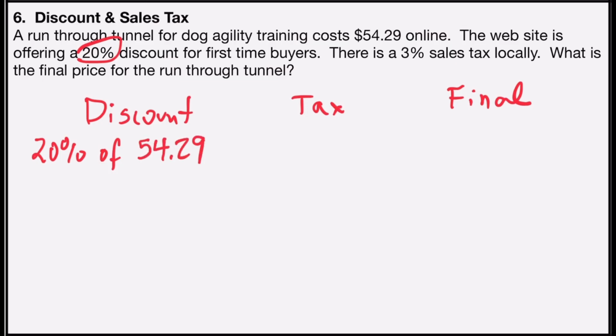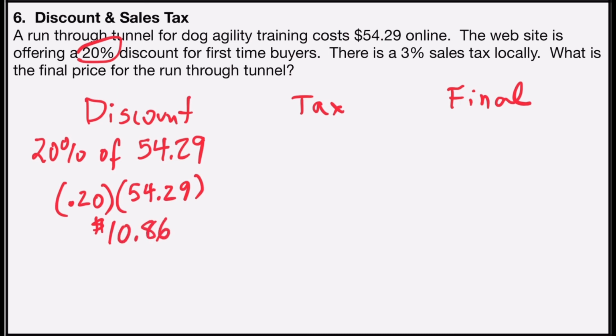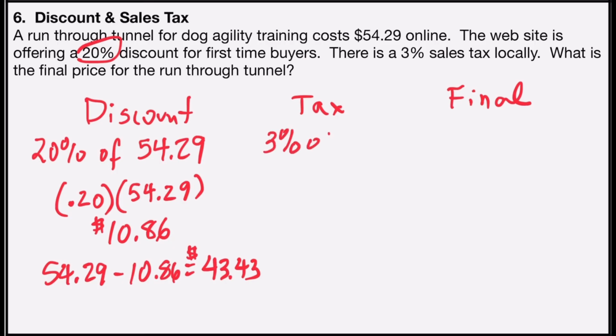So for the discount, I need to find 20% of the original price, which is $54.29. So I'm going to write 20% as a decimal, 0.20, of means multiply, times 54.29. And if I punch that in a calculator, I find out that the discount is $10.86. And so now I'm going to subtract that from the $54.29, since that's the amount of money that we're saving. $54.29 minus $10.86 is $43.43.